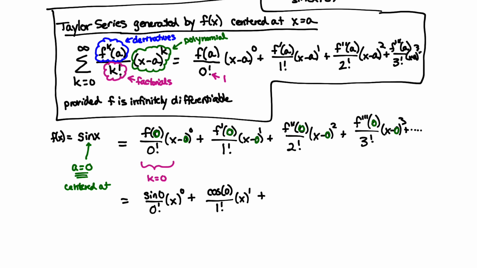Then I need my second derivative. So the derivative of cosine is negative sine over 2 factorial x to the 2nd. And then I need the derivative of negative sine, which is going to be negative cosine over 3 factorial times x to the 3. And then I need the derivative of negative cosine, which is positive sine of 0. And it's going to continue like this forever, right? Beautiful.